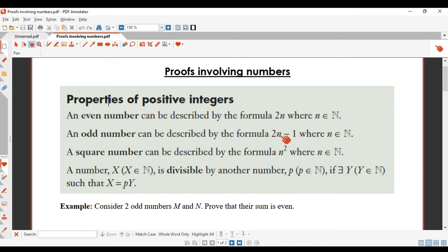So if n was 1, you get 2 times 1 is 2, take away 1 is 1. If n was 2, you'd have 2 times 2 is 4, minus 1 is 3. So that generates all the odd numbers.